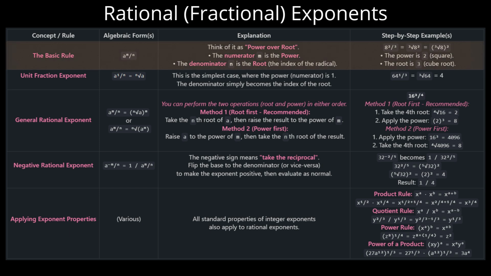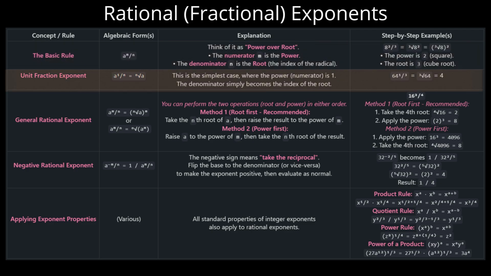Let's break it down with this table. First, the single most important concept to remember is the basic rule. When you see a base, let's call it a, raised to a fractional power, like m over n, just remember the phrase power over root. The numerator, m, the top number, is the power. The denominator, n, the bottom number, is the root. Look at the example: 8 to the power of 2/3. Following our rule, the power is 2, so squared, and the root is 3, so the cube root. This means you're taking the cube root of 8 squared.